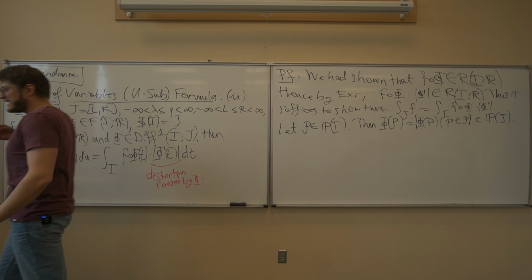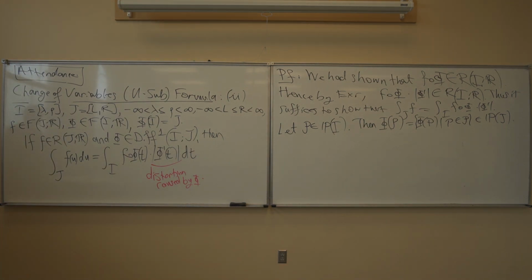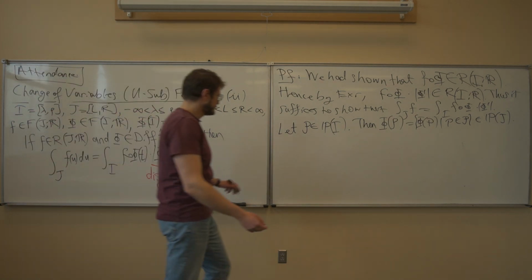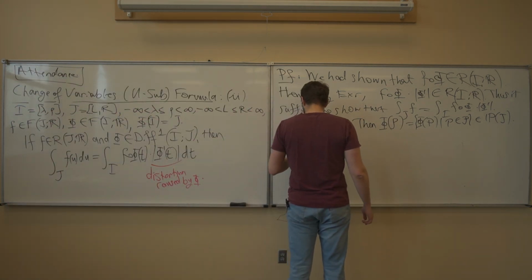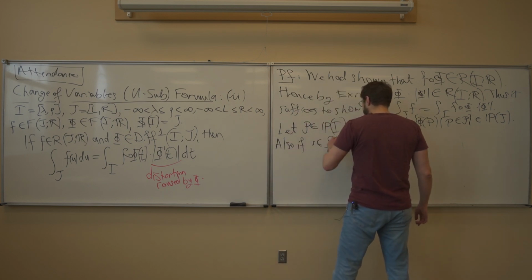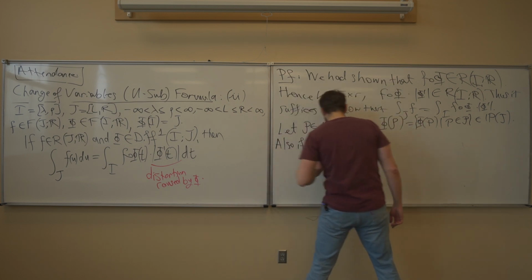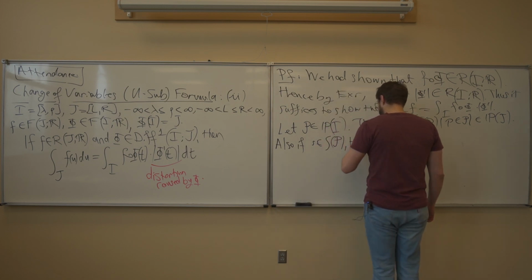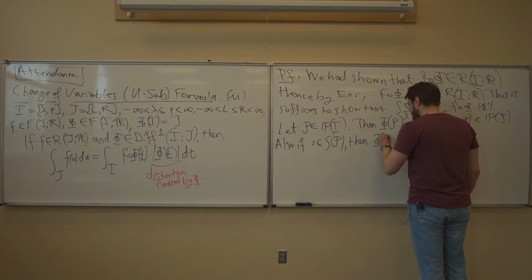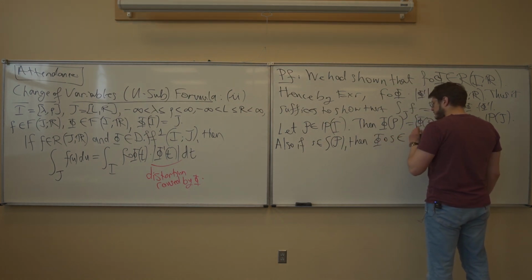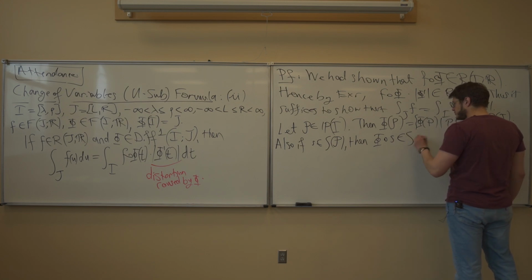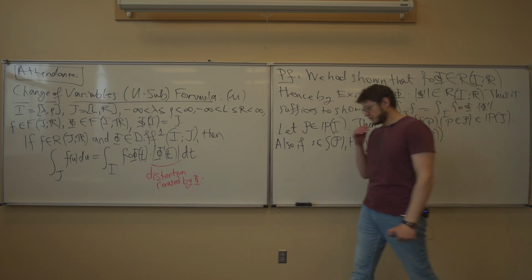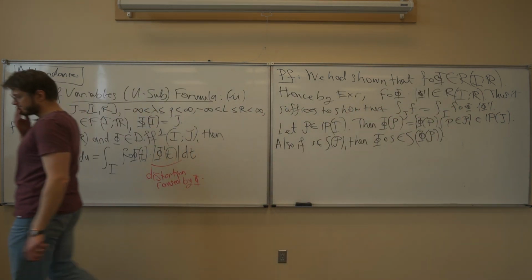Furthermore, if I had a sampling function for P, I could compose that sampling function with phi to get a sampling function for the image partition. Also, if S is a sampling function for curly P, then phi composed with S is a sampling function for the image partition, for any sampling function. Okay.